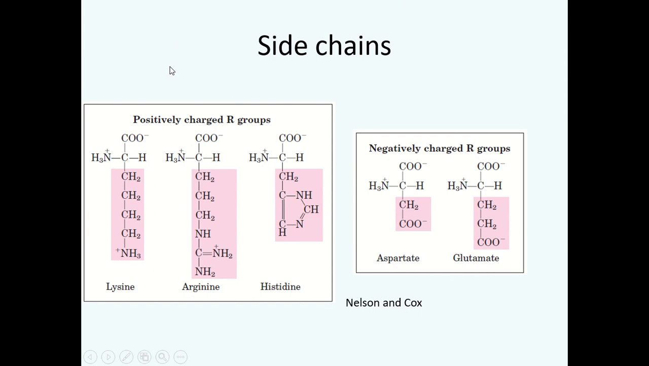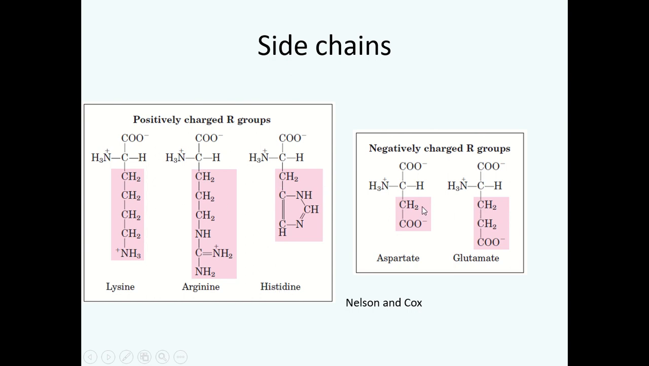The next slide shows the charged amino acids which contain charges on their side chains. So the first one shown here is lysine. Lysine contains a butyl chain on which an amino group is attached. This is arginine, which contains the guanidino group, and this is histidine. So you attach an imidazolium ring to alanine and it will become histidine. So these are the three amino acids which contain positive charges on them.